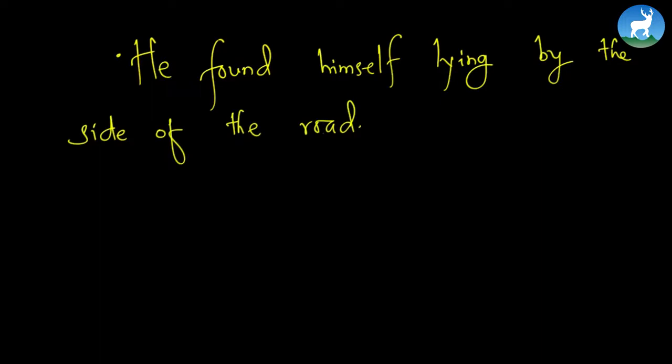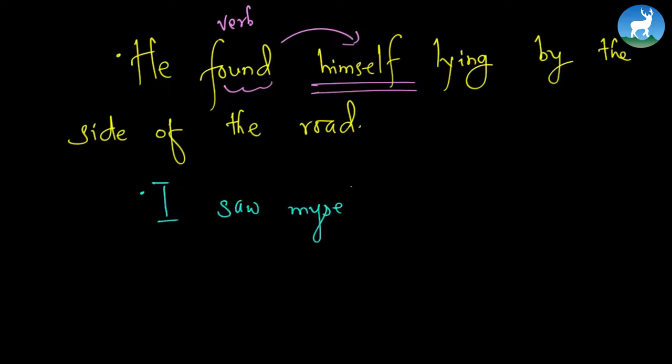So this is the sentence. Where is the reflexive pronoun? Here is the reflexive pronoun. Where is the verb? Found is the verb. He found himself lying by the side of the road. What does this sentence mean? It seems a little awkward when you read it, because for the first time if you're reading this sentence, it sounds a little awkward, right? What does that mean? This means he was surprised when he realized that he was at the side of the road.